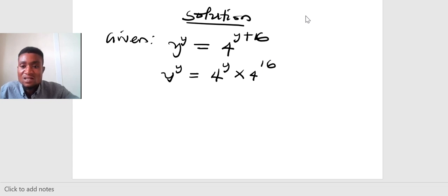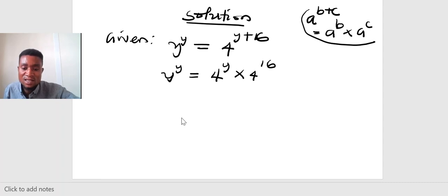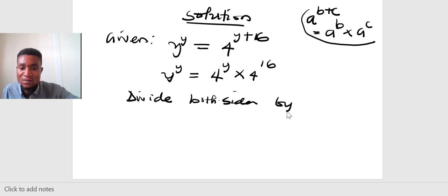Remember that in indices, if you have a number like a raised to the power of b plus c, it is the same thing as a raised to the power of b times a raised to the power of c. So don't forget that. So let's divide both sides by 4 raised to the power of y.